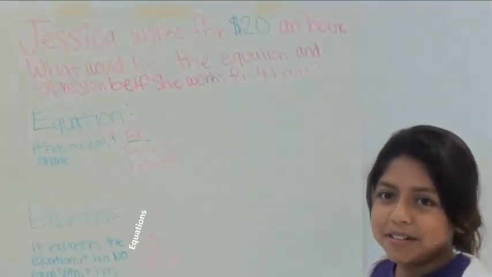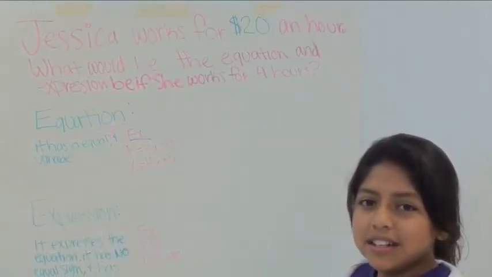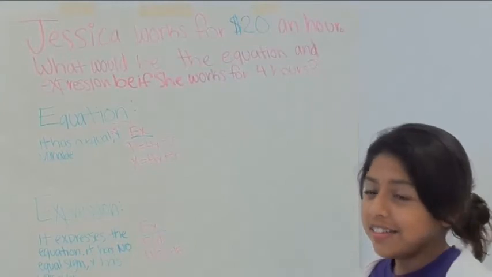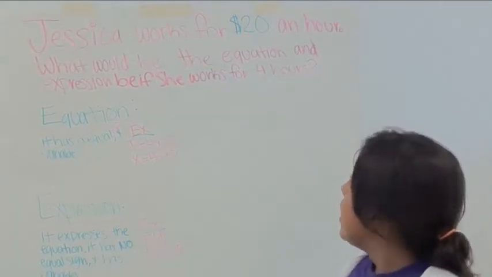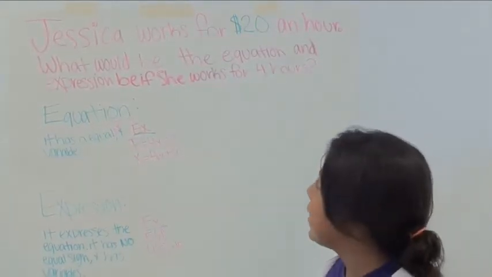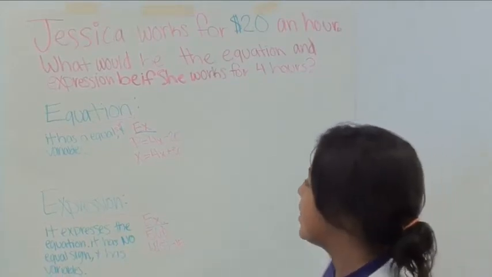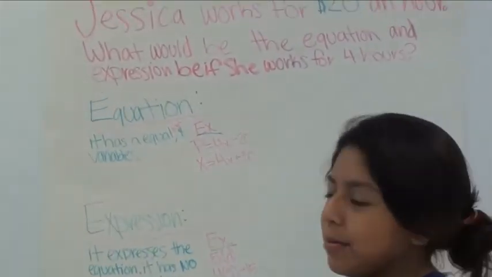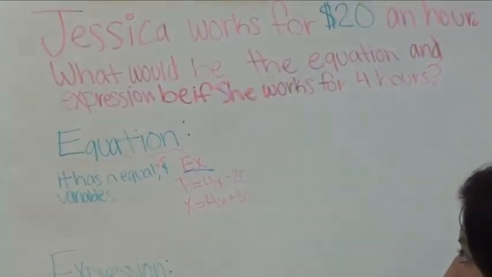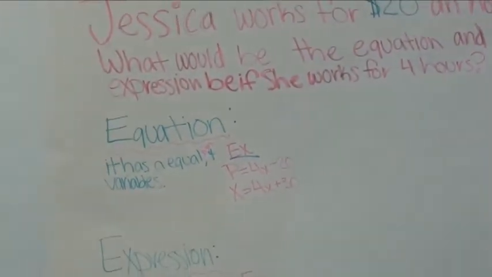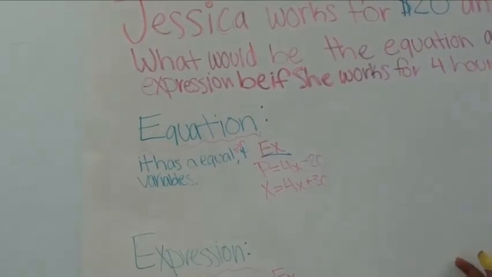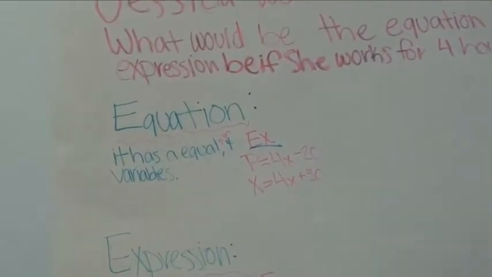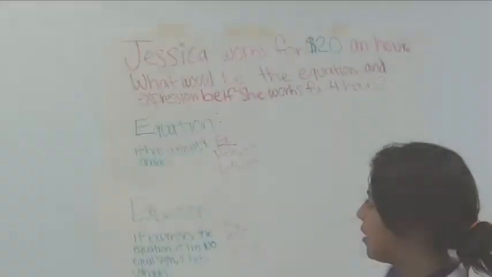Today we're going to talk about equations. We're going to make an equation for the problem. Jessica works for $20 an hour. What would the equation be? She works for 4 hours. An example of an equation has an equal sign and variables. An example of an equation is P equals 4x minus 20. X equals 4x plus 30.